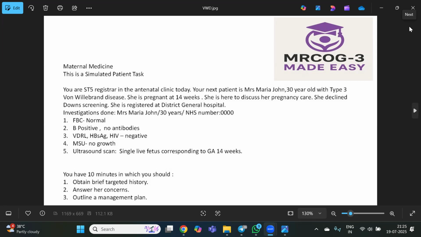About maternal medicine, they will assess you on all the five domains, as in any station and any module. That is patient safety, information gathering, communication with the patient, communication with the colleagues, and acquired clinical knowledge.